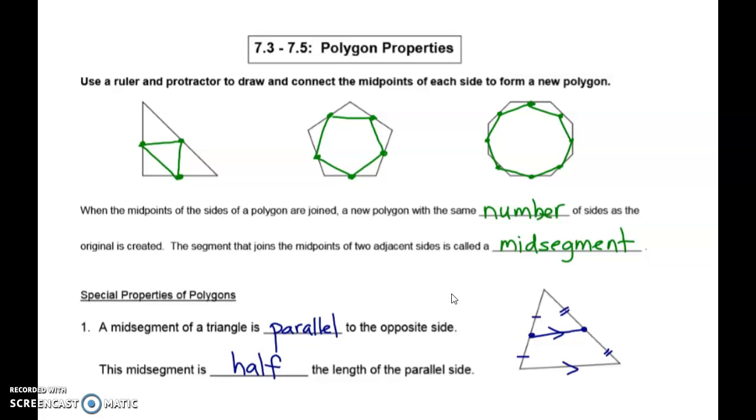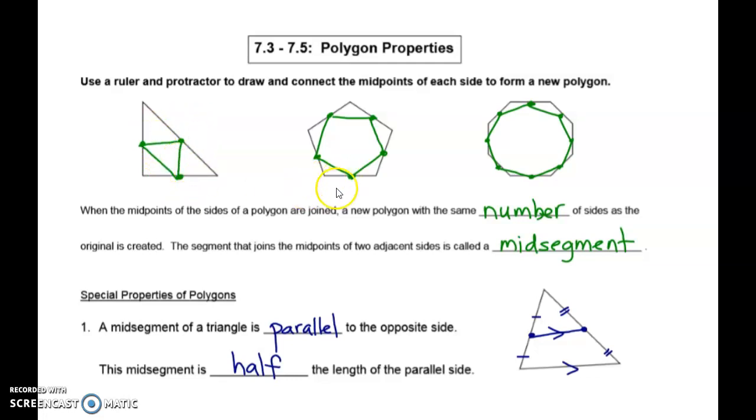Again, this is something I would normally be doing on the board with you. I'm going to take a ruler and a protractor and I am going to connect the midpoints of each side to form a new polygon. So for example, in my triangle here, I'm going to measure the midpoint, measure the midpoint, measure the midpoint, connect those three, and I see that when I connect them, I end up with another triangle.